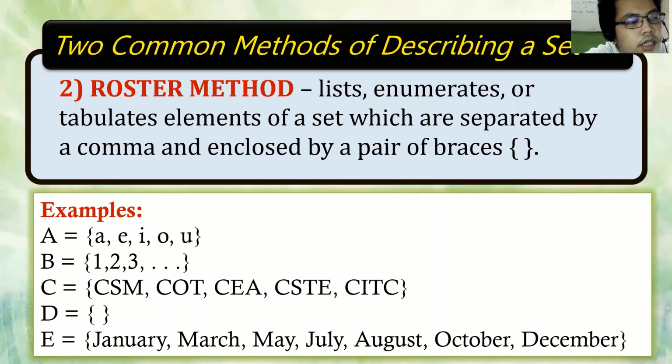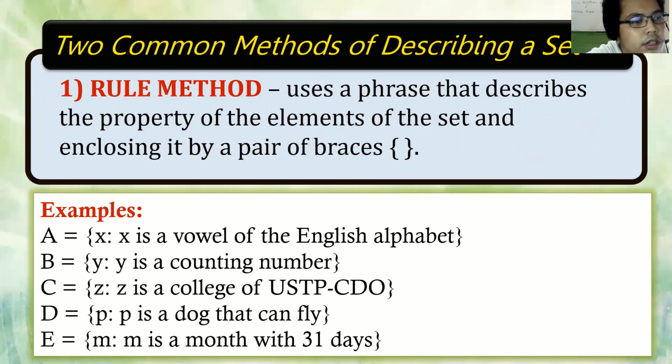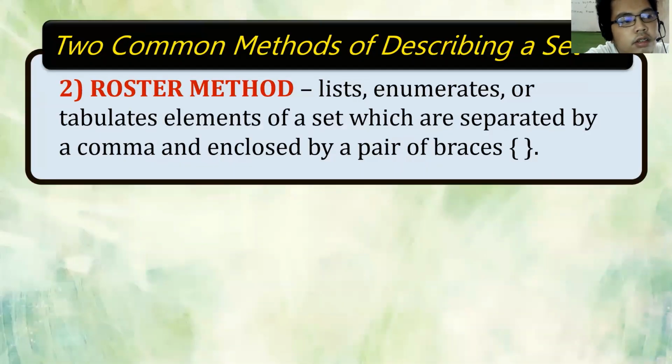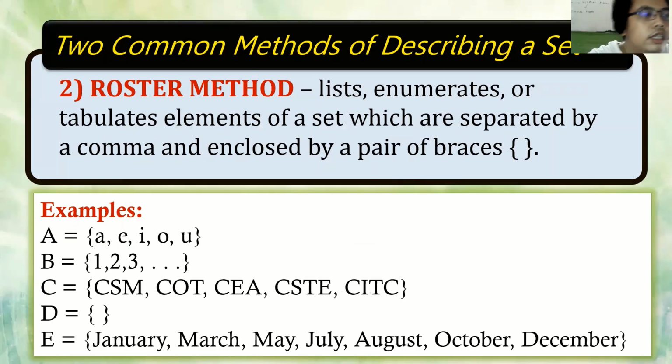Okay, D there. What is D? D is a dog that can fly. We know that there is no dog that can fly, right? And we denote that as a set with no elements. We call that an empty set.